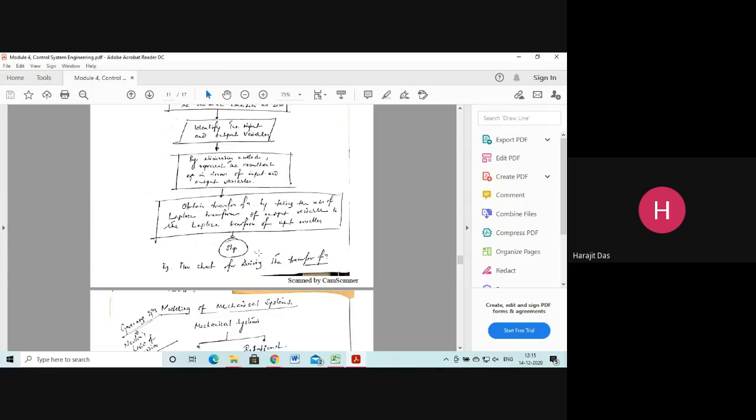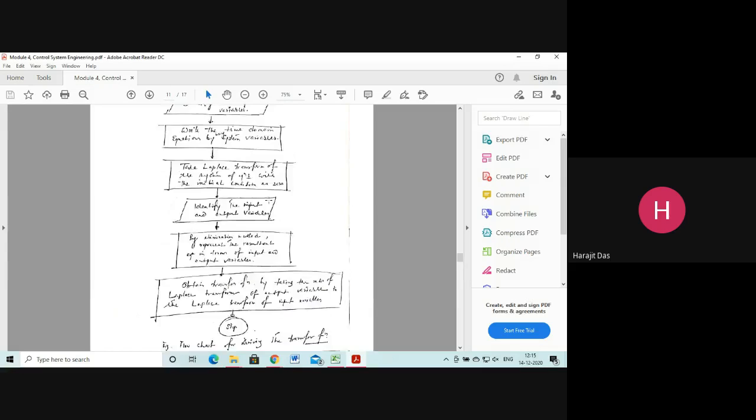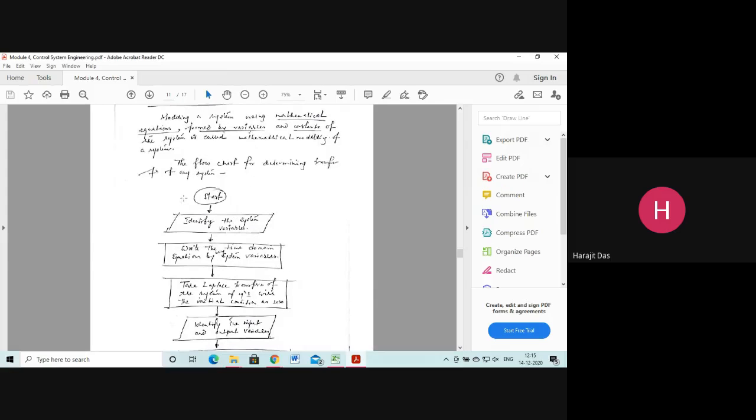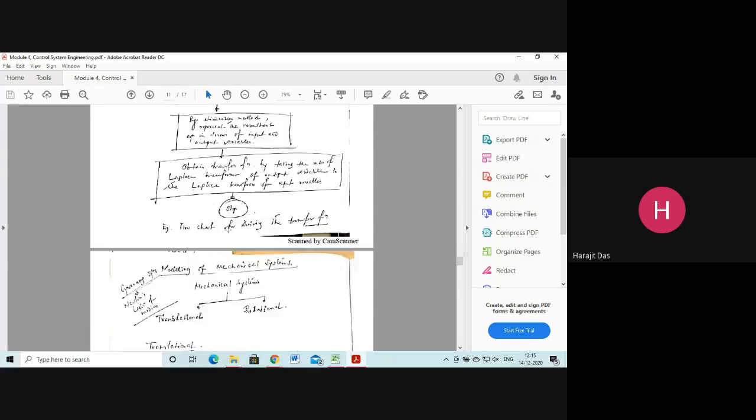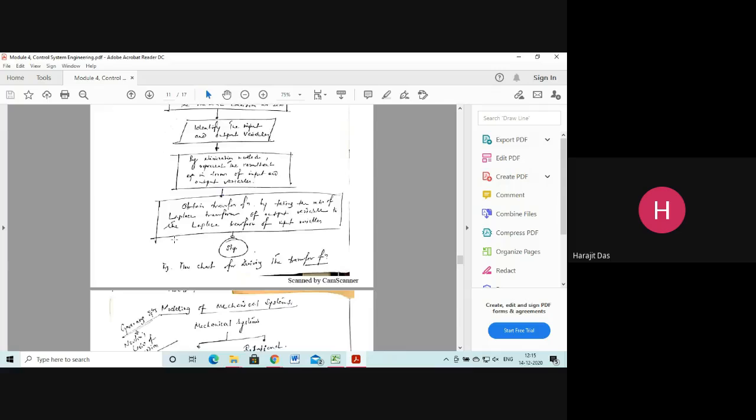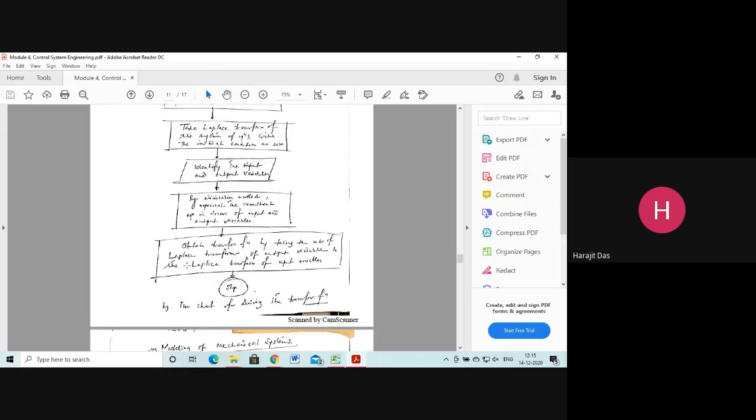So you can say that this is a basic procedure of configuring any mathematical modeling for any kind of system, or to find out the transfer function. Basically this is the step, or the algorithm you can say. Up to this much you need to study for your module 4 for exam purpose.